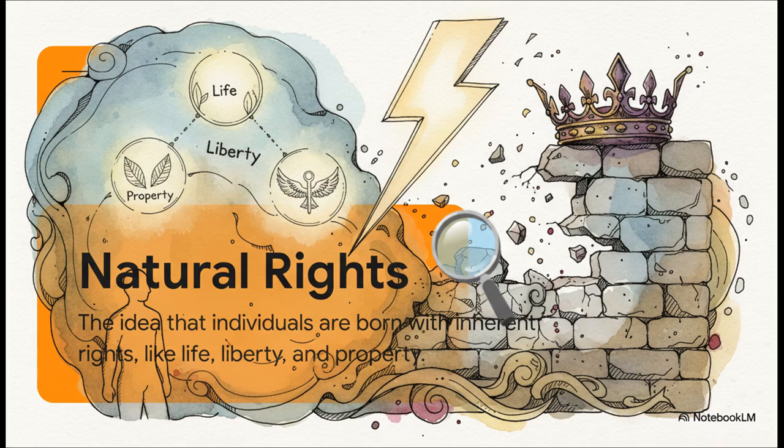The biggest one, the one you absolutely have to know, is natural rights, championed by a guy named John Locke. He argued that you are born with rights, period. They aren't a gift from a king, they're just part of being human. You can see how this completely pulls the rug out from under the whole idea of monarchs.